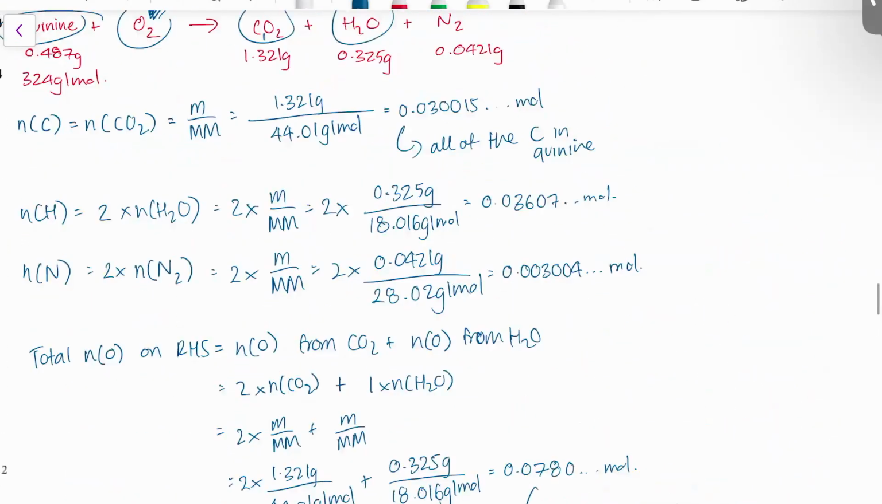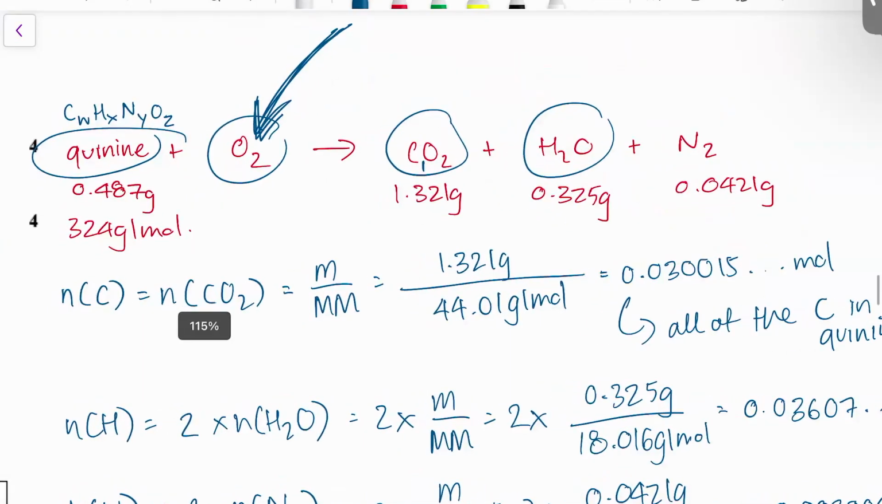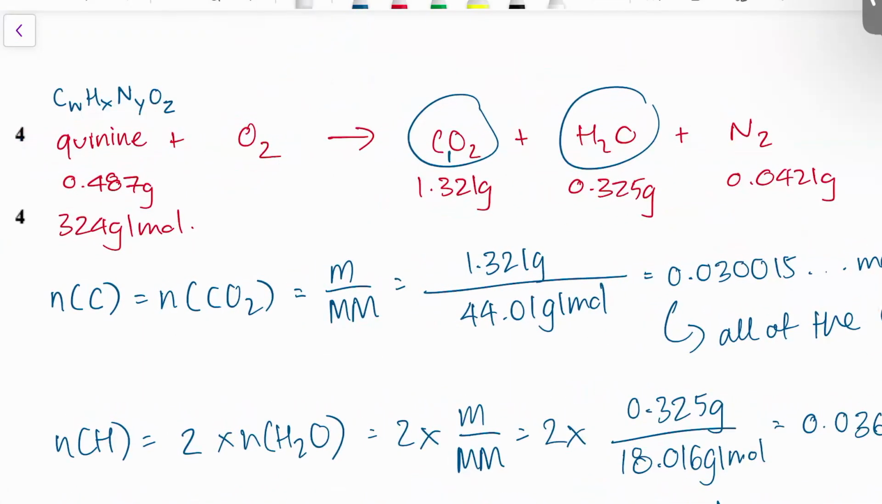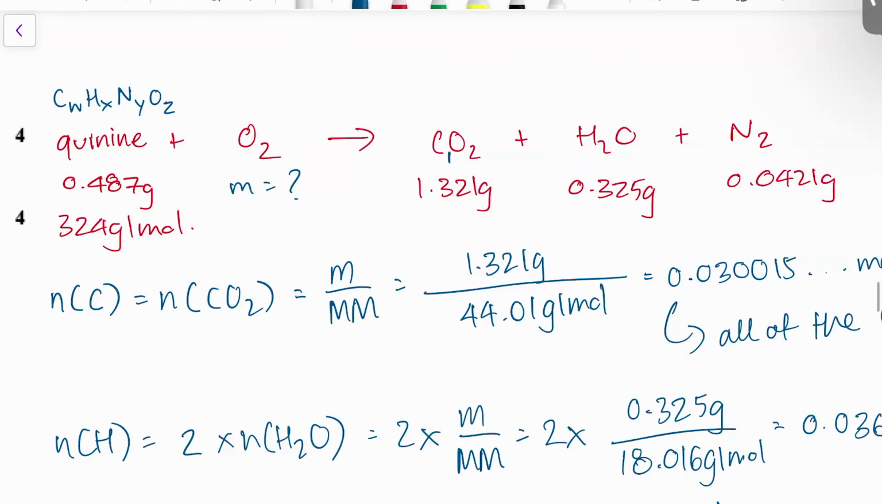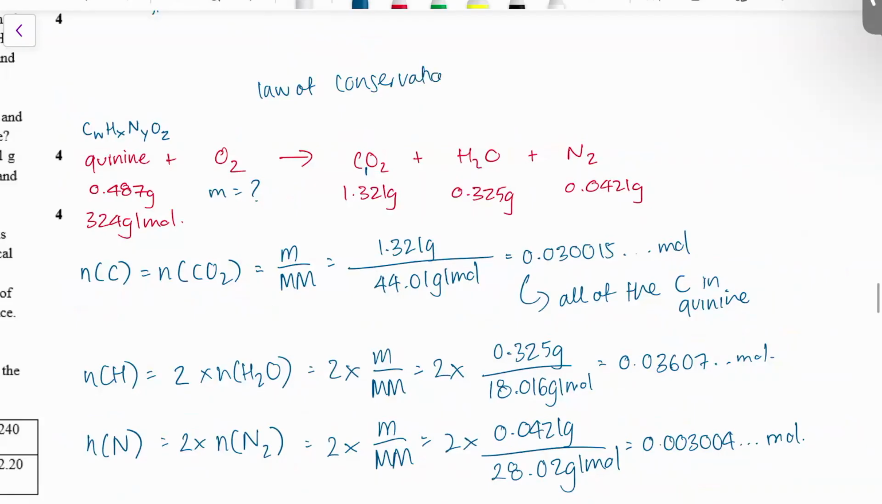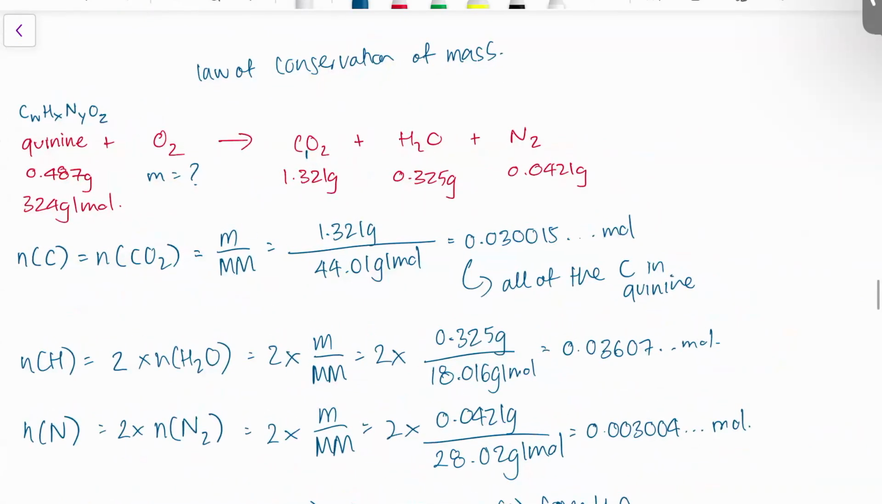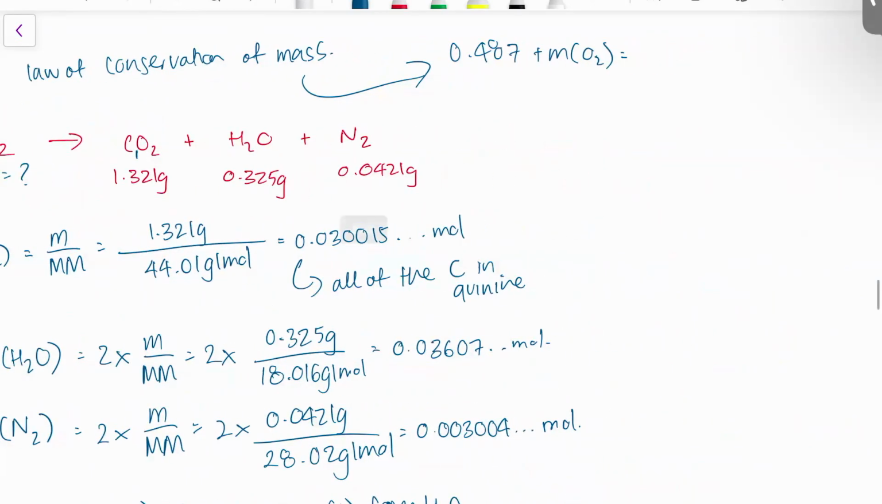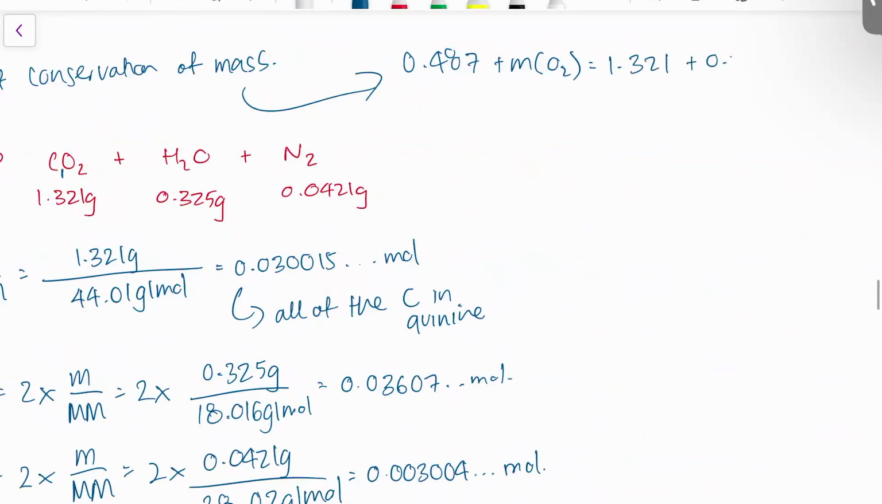But this part should have been relatively easy from the previous question. What law did you have to apply to get the mass of the oxygen? That's the only one you don't have left. Law of conservation of mass. I don't even have the mass of oxygen yet. I need to go get it in the first place. So on the left, you have 0.487 plus the mass of oxygen is equal to your stuff on the right, your 1.321 plus your 0.325 plus your 0.0421.